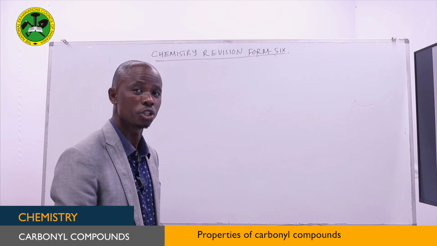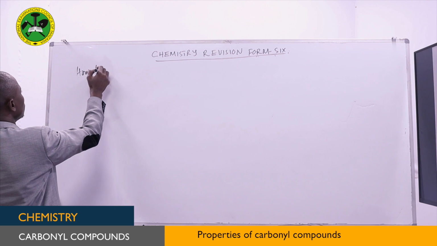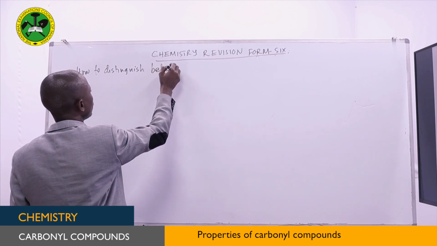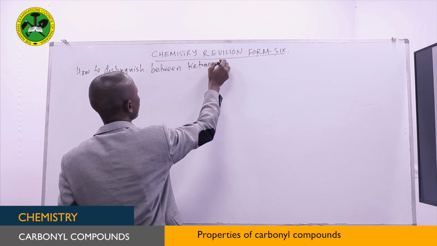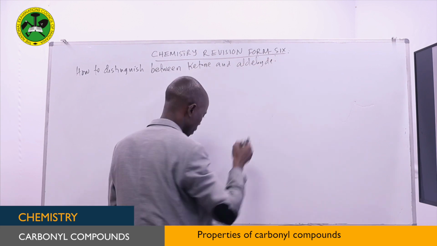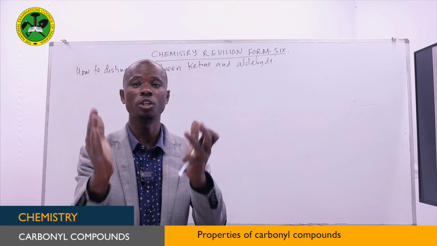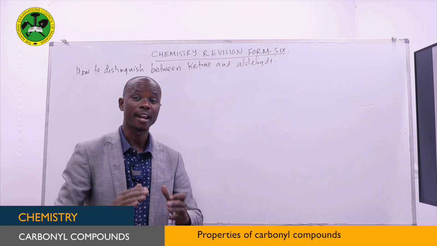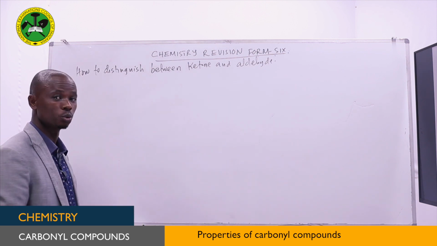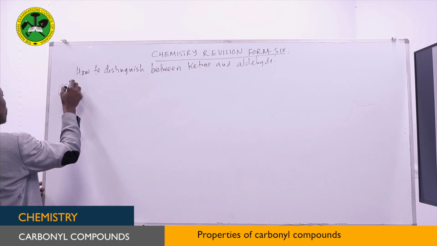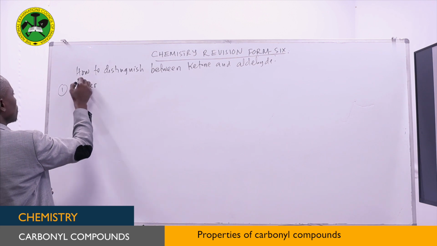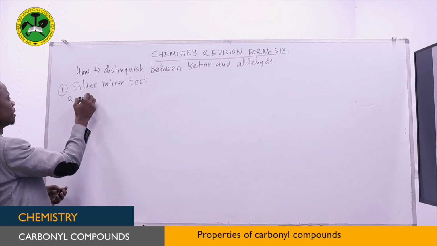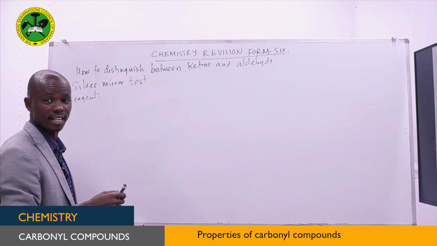Now, from there, we come to how to distinguish between ketone and aldehyde. We have seen in the first part how to distinguish carbonyl compounds from other organic compounds. But you can also be asked to distinguish between ketone and aldehyde. How can you distinguish? Here, there are two reagents you can use. Number one, we have the silver mirror test. This silver mirror test uses the reagent called ammoniacal silver nitrate, or Tollens' reagent.